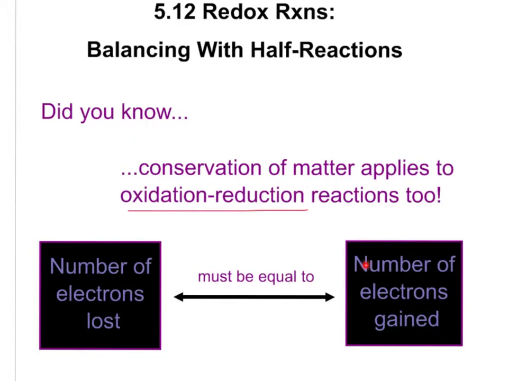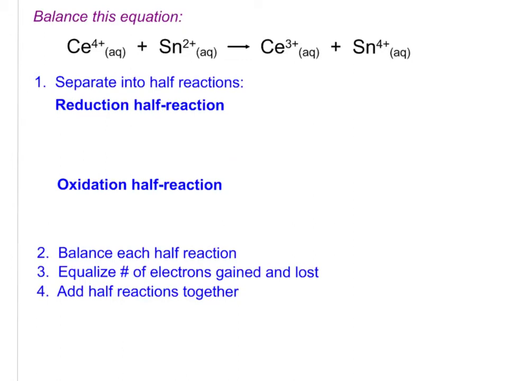So let's do a little practice problem first. Balance this equation. We have cerium right here and tin right here, aqueous. And you'll notice aqueous cerium with a 4+ charge plus tin 2+ is producing cerium with a +3 charge and tin with a +4 charge. Here are the steps that we're going to follow when we balance redox reactions.